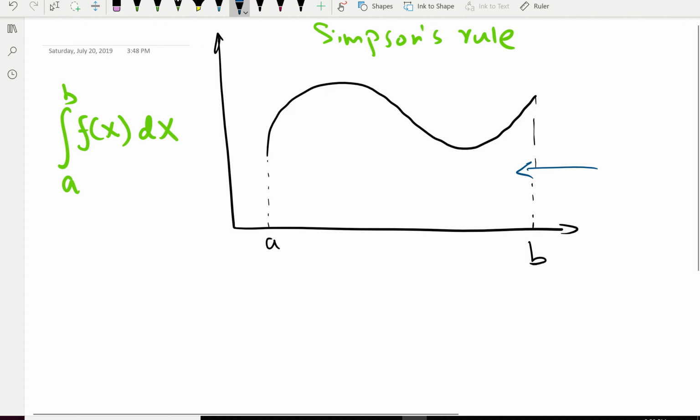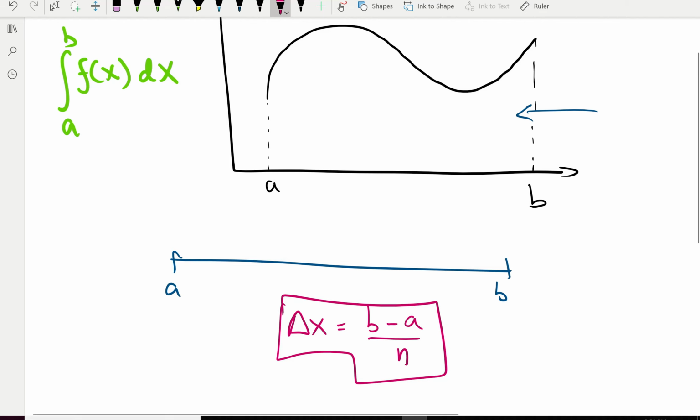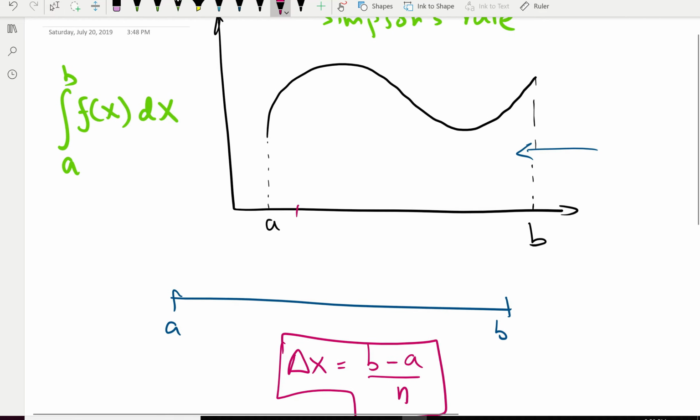The way we start Simpson's rule is the same as other methods. We have the interval going from a to b, so let's mark that, and let's find the width. We use the same old formula: delta x is (b minus a) over n, where n is the number of subintervals. Now let's mark them in our picture. We have these subintervals, and let's label them x0, x1, x2, and so on, up to xn.